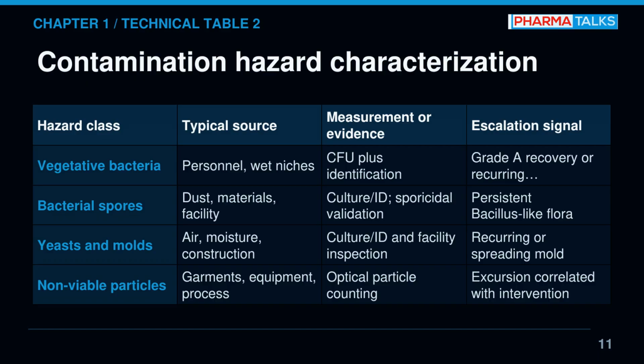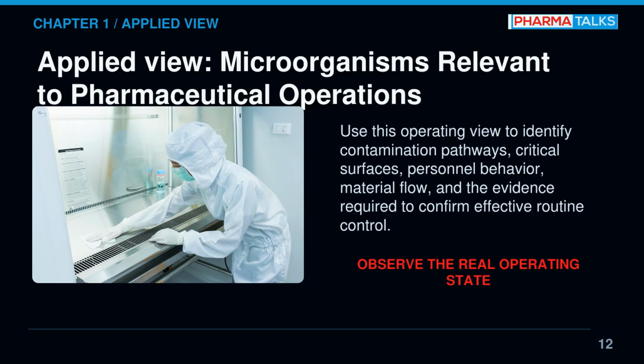Applied view: microorganisms relevant to pharmaceutical operations. When reviewing this operating image, look beyond the clean appearance of the room and garments. Trace hand contact routes, material movement, airflow, equipment positioning, and the location of critical surfaces. Field observation should confirm that the controls defined on paper also perform as intended under the real operating state.